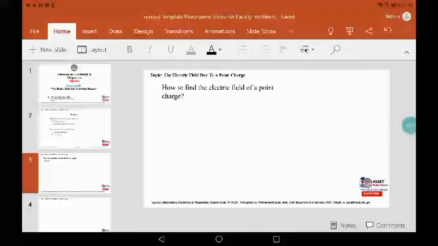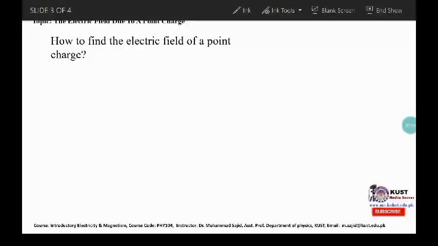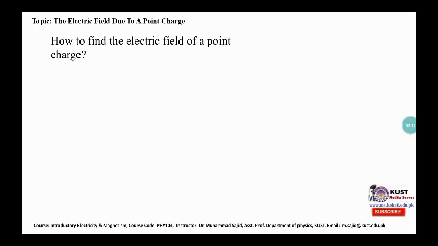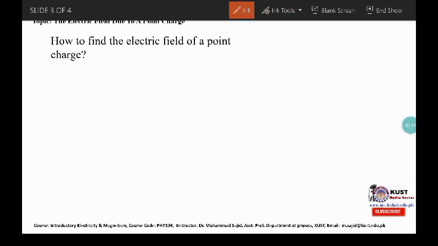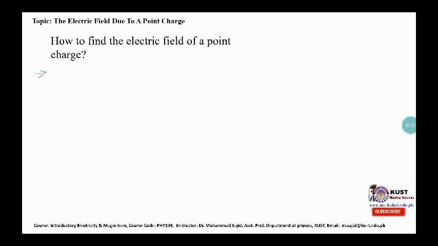So let's start this video, and let me select a pen. I will choose this blue color. So how can we find the electric field of a point charge? Let's see. I'll start with the bullet point. Consider a point charge, which for simplicity we will consider the positive one, and this charge is, let's say, Q.